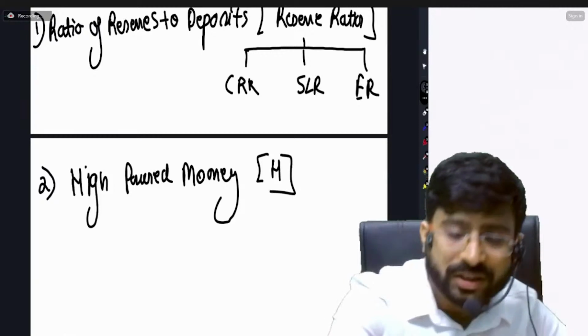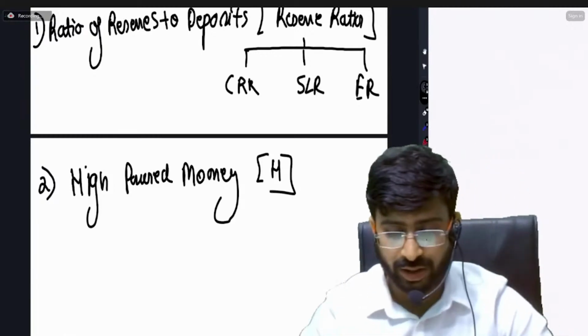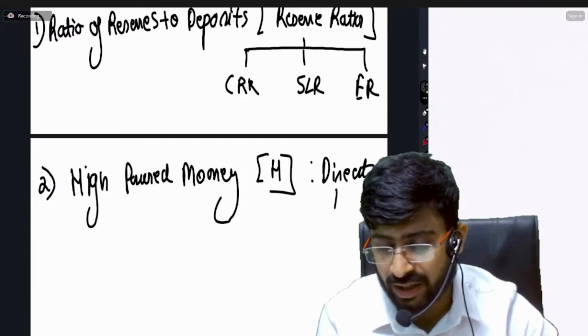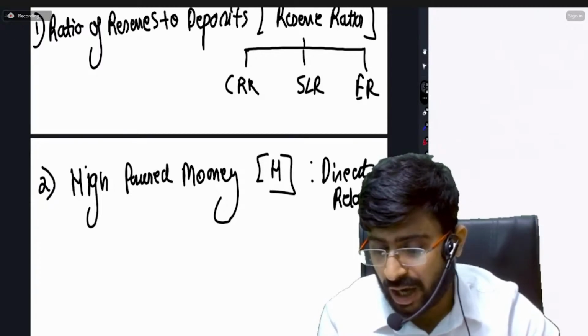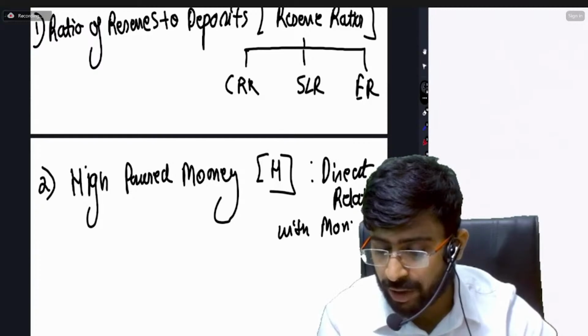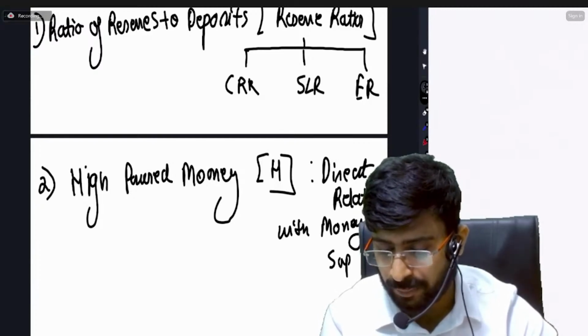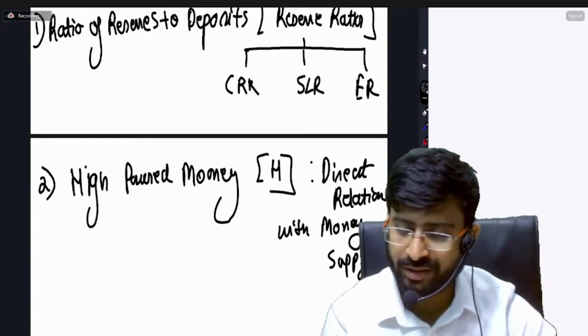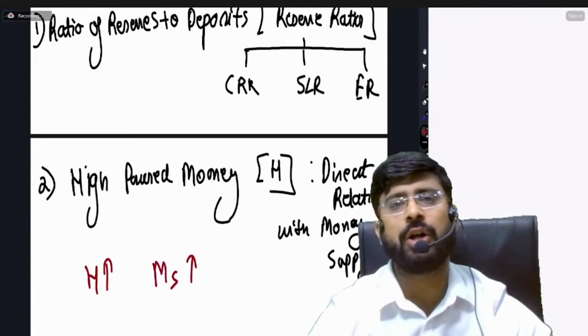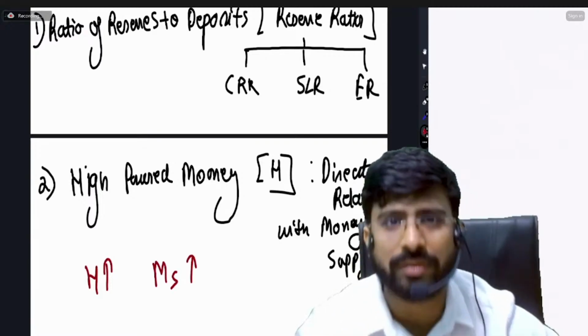Very good. And the third thing is, friends, the third thing. Acha, by the way, high powered money has a direct relation with money supply. Just write down: high powered money has a direct relation with money supply. So what I mean to say is that if the high powered money in the economy increases, money supply in the economy will also increase.